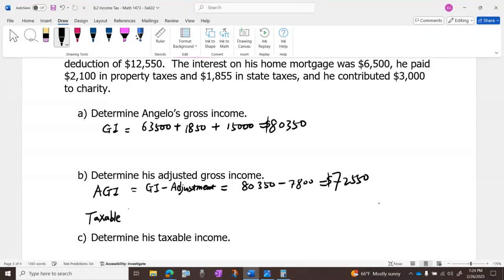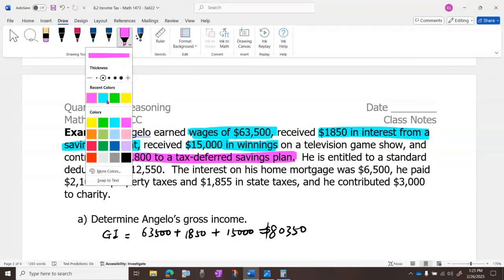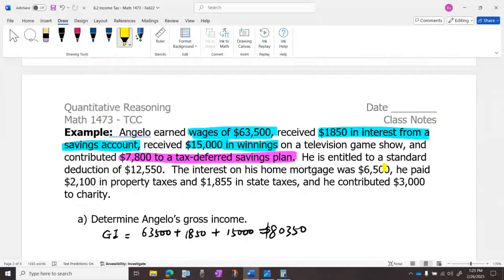Taxable income is AGI minus deduction. What deduction should we choose for Angelo? Are we going to use the standard deduction or his itemized deduction? We need to know the values for both, and then we can compare, right? And we know the standard deduction is $12,550. I'm going to use yellow. Standard deduction is $12,550.